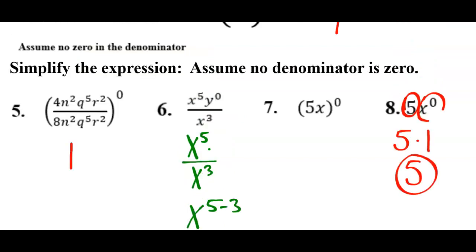Number 7. Remember in class, or in the notes, we talked about this. 5 times x to the 0 is 1. Now this is 5x to the 0 power. So what's this going to be equal to? I'm hoping you said 1.